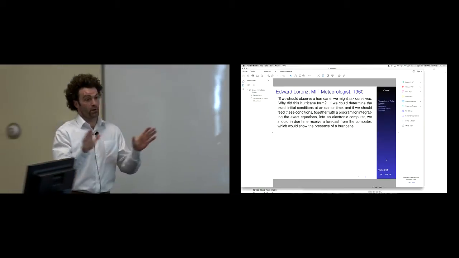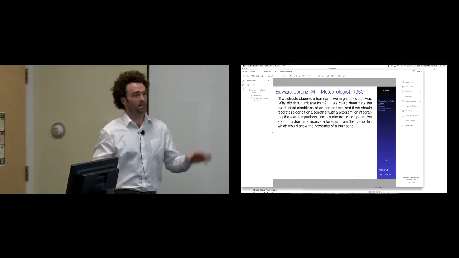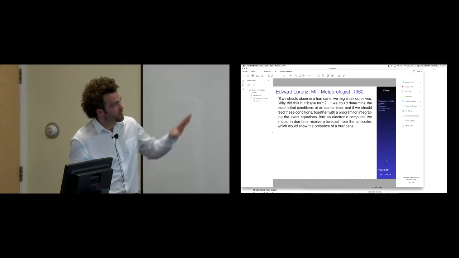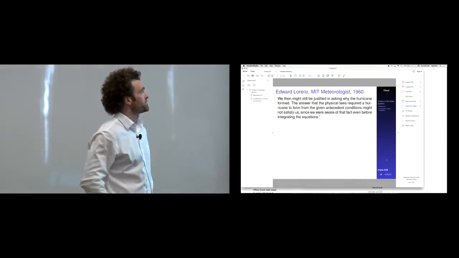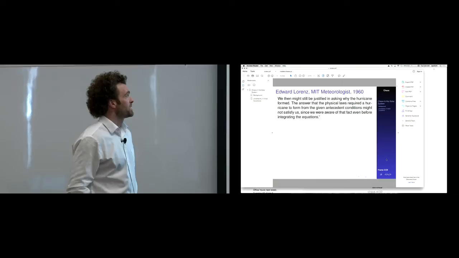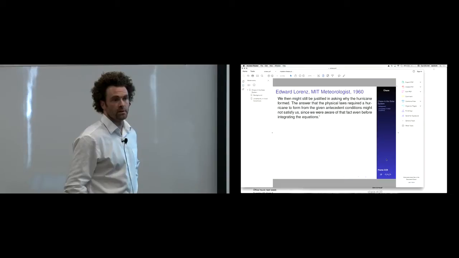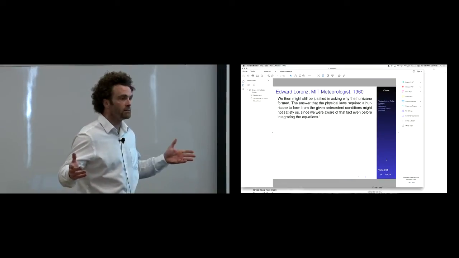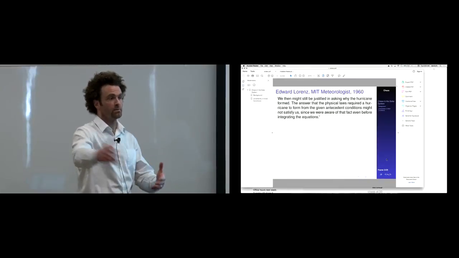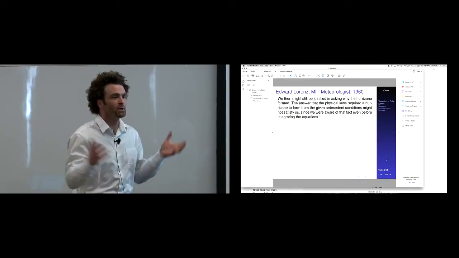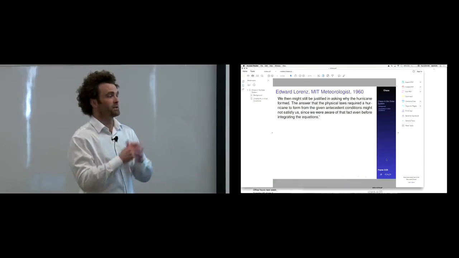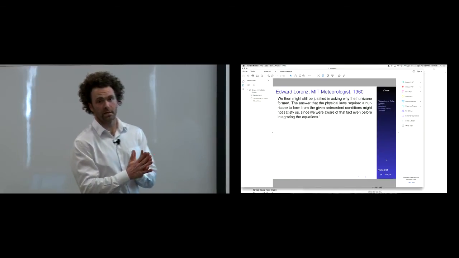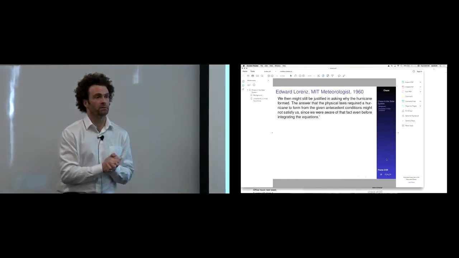Okay, so this is a thought experiment he's having back in the 1960s. It was not clear that we would be able to get to where we are today back then. We might then still be justified in asking why the hurricane formed. The answer that the physical laws required a hurricane to form from the given antecedent conditions might not satisfy us, since we were aware of that fact even before integrating the equations. So we see the hurricane, we know it's there, we plug it into the computer and see that the computer can produce it, but the computer's perfect to begin with. Did we learn anything? Not really. If you have a perfect model of something and it's just handed down to you, that's what a lot of these machine learning techniques are giving us now for things other than physical systems.